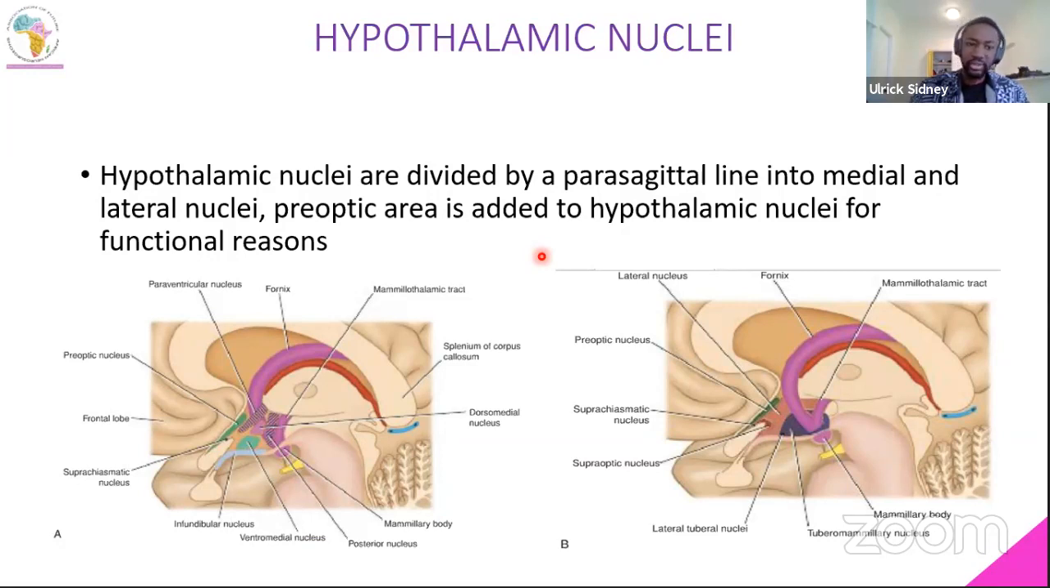And equally, we're going to talk about a very specific nucleus, which is not really anatomically part of the hypothalamus, but it's considered functionally to be part of the hypothalamus. Once again, these divisions, like I said, are just a simplified division, just to get an idea of what the hypothalamus is like.